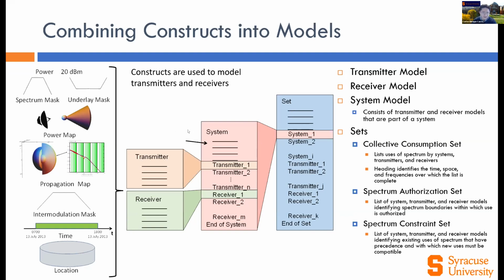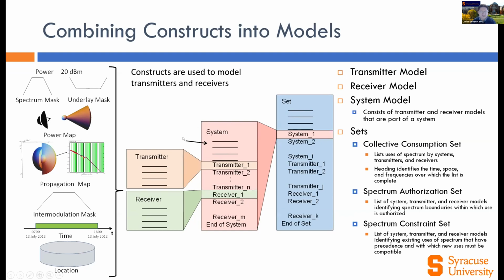So one first thing about SCMs is that we have the constructs. The constructs can be used to build what we call a transmitter model or a receiver model. These transmitter and receiver models can then be aggregated into what we call a system model. And then these system models can also be aggregated into what we call a set model. And you could use these combinations for many different things.